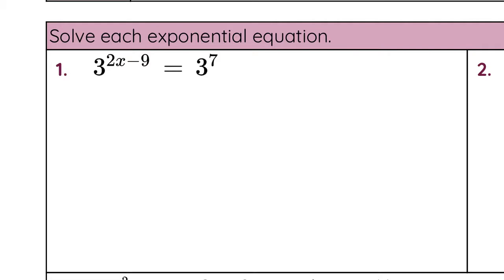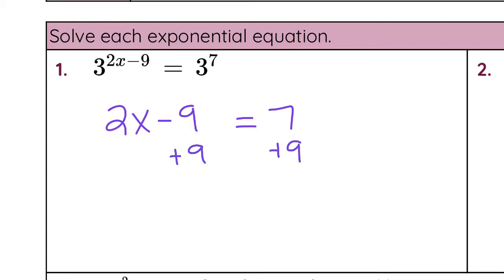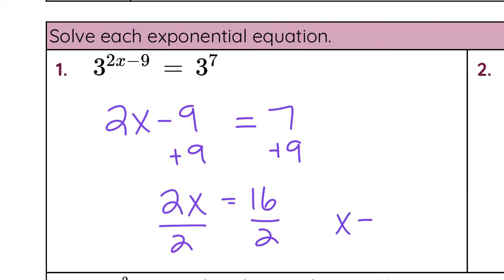Step 3 is to use the one-to-one property. Since they are equal to each other and they have the same base, we could just completely ignore that big number and only look at the exponents. So I can think of it as 2x minus 9 is equal to 7. Then from here, it's a two-step linear equation. We're going to add 9 to both sides, which gives me 2x equals 16. Then we'll divide by 2, so x equals 8.